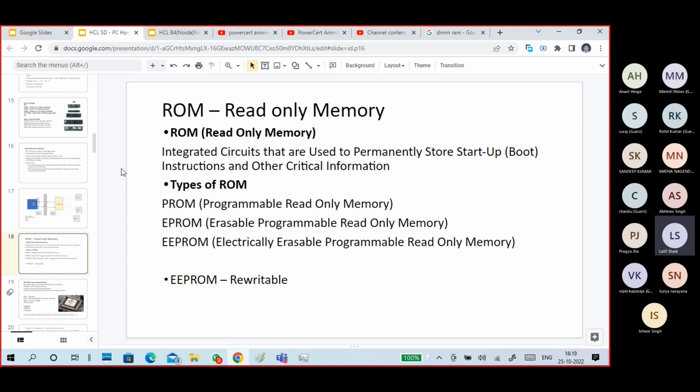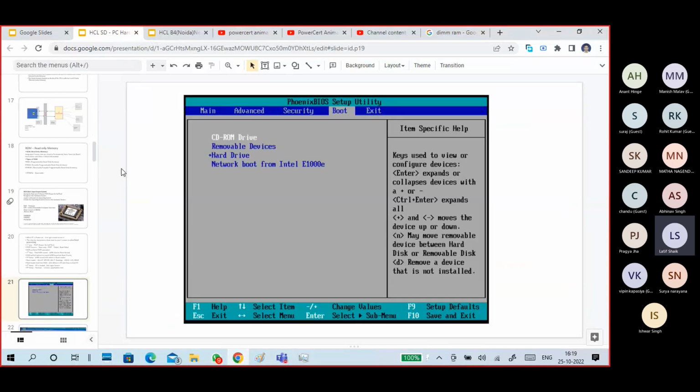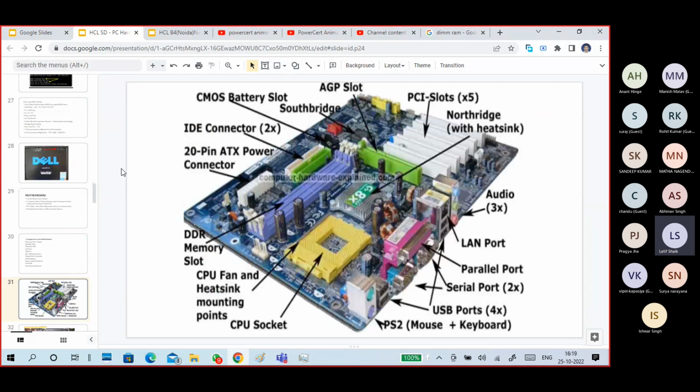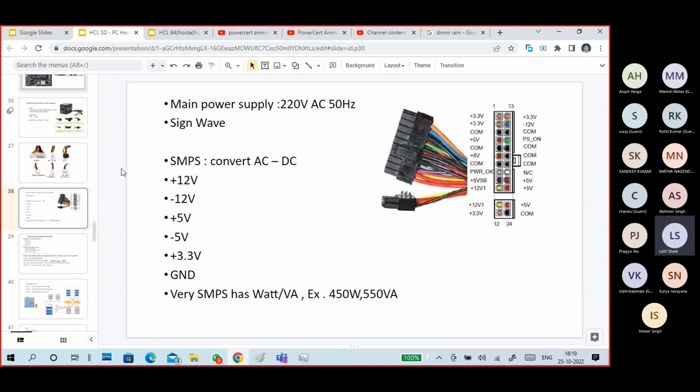Next one is your ROM, read only memory. I will tell ROM and BIOS settings, motherboard and SMPS in a single shot.